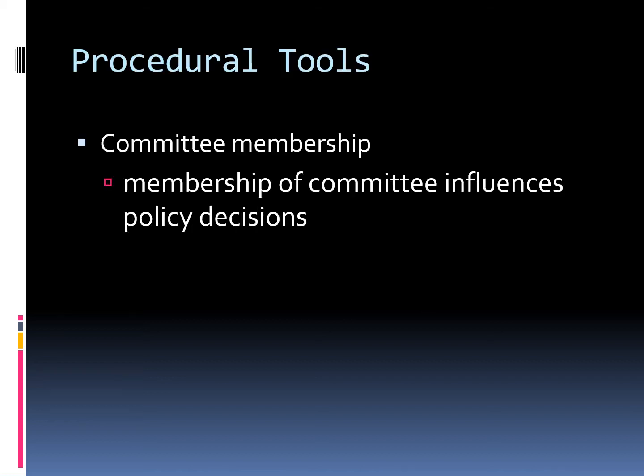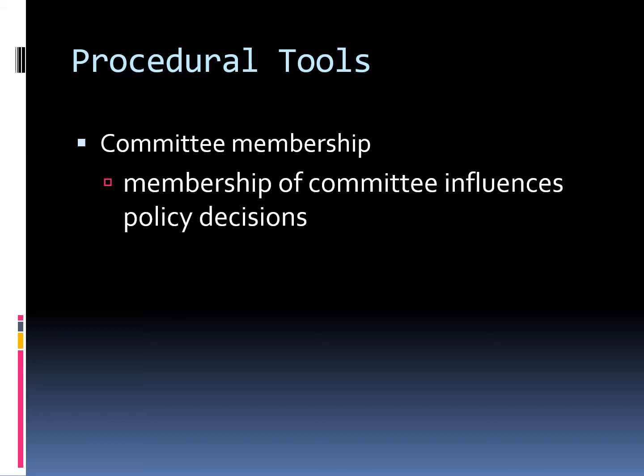So let's talk about the procedural tools first. Okay, I talked about the committees, and the importance of the committee membership is this. Whoever's serving on the committees is going to look at a piece of legislation. They are going to recommend that it be passed or not be passed. They can change it. I mean, there are many ways that a bill can be changed along the way. But the important part is this: it influences the way that the laws are going to be coming out.